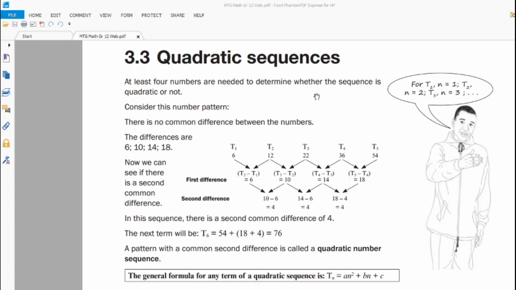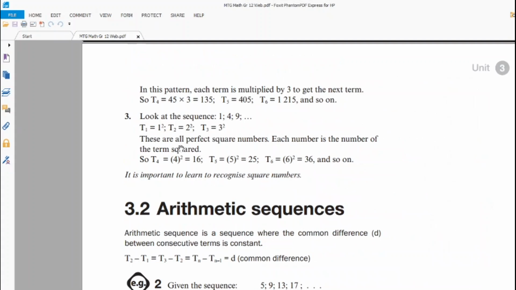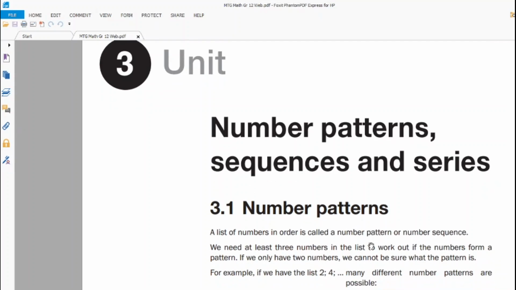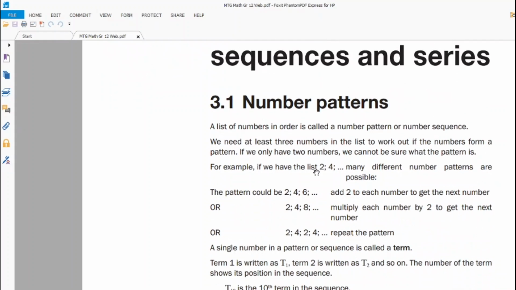So as an introduction, let us read through this paragraph here. At least 4 numbers are needed to determine whether the sequence is quadratic or not. But to identify whether a sequence forms a pattern, you need at least 3 numbers in the list to work out if the numbers form a pattern.